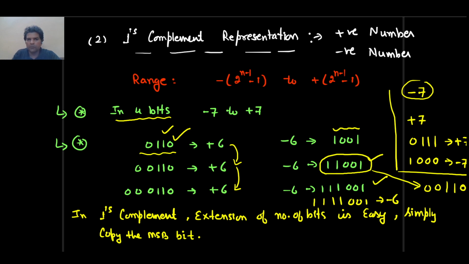So in ones complement representation, a negative number is represented by taking the ones complement of the corresponding positive number, and a positive number is represented the same way as in the sign magnitude representation. In sign magnitude representation, a positive number has MSB 0 and the remaining bits are for magnitude.